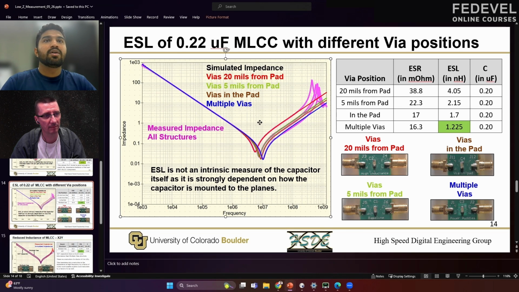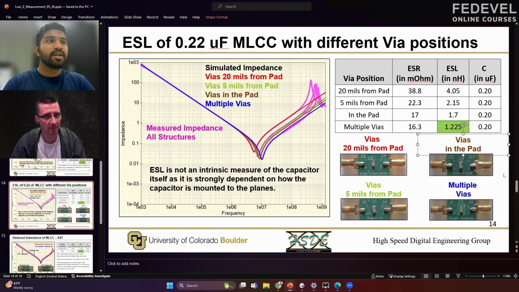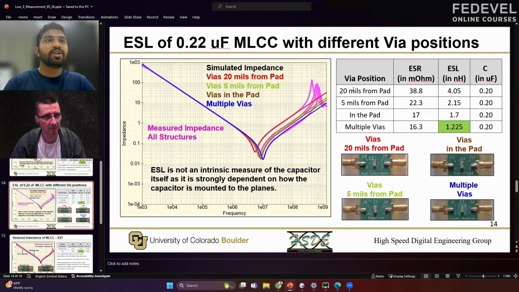The one in red is when the vias are far apart, and yes, that's the one that has the highest ESL value and impedance at higher frequencies. We see this gradient, and the one with multiple vias has the lowest impedance and ESL, as we expected. To verify this, we have the simulated data for the ESL values of all these structures, and that's exactly what we expected. When the vias are far away from the pad, we have an ESL value of 4.05 nanohenries, which comes down to about 1.225 nanohenries for the multiple via structure.